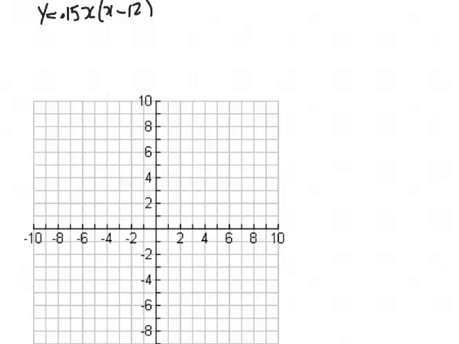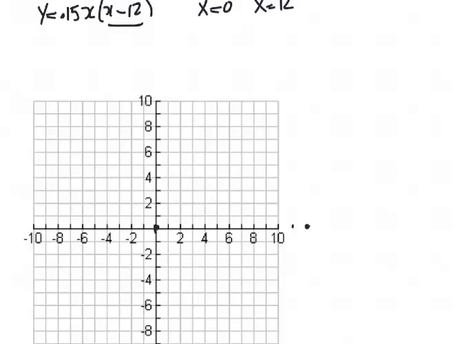So the first thing is we are going to find the x-intercepts. For this equation, we know that the x-intercepts are the points that make y equal to 0. These are the roots, so it means that the x-intercepts here are x is equal to 0 and x is equal to 12. Because if x is 0, then 0.15 times 0 times anything else is going to give me 0, and when x is equal to 12, this factor is going to be 0. So I'm going to plot x equal to 0 and x equal to 12.